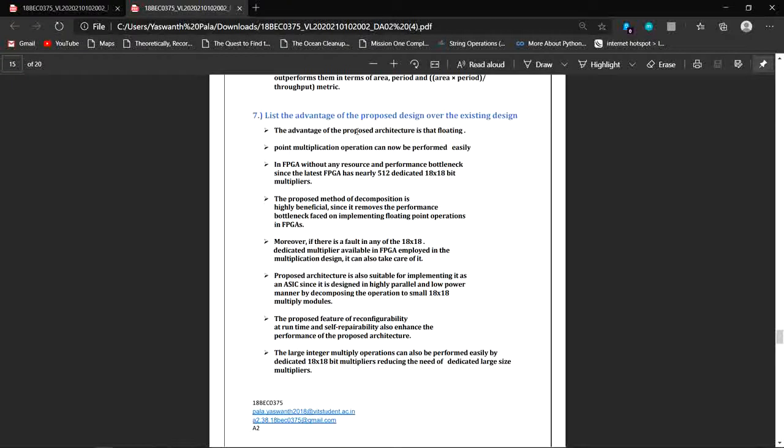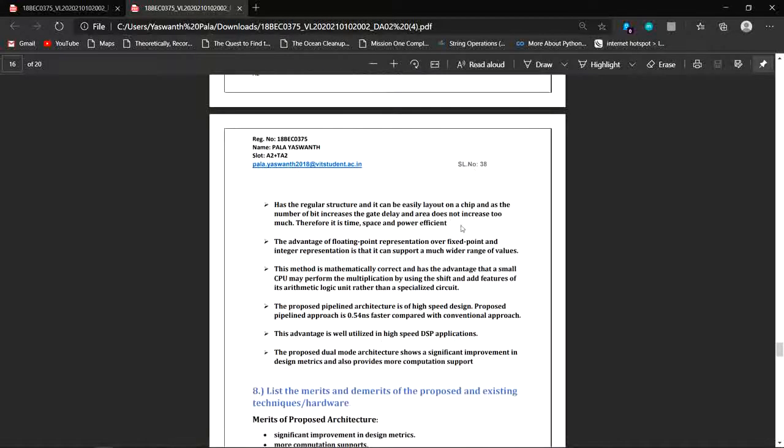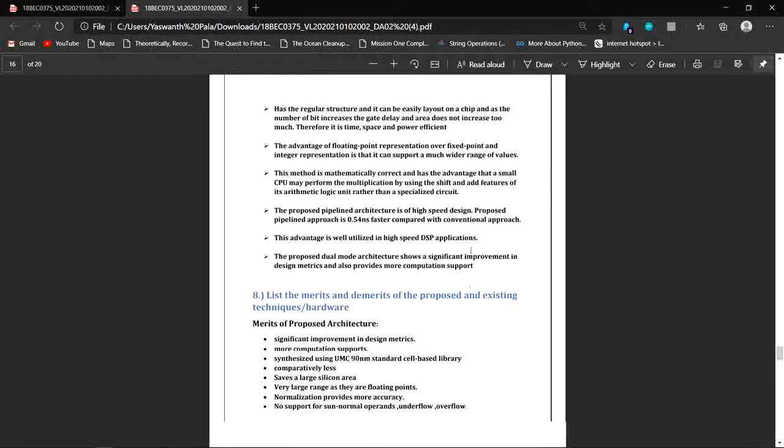So it is a floating point, so it gives more precision. And other multipliers and the proposed features of regenerability at runtime and self-repairability also enhance the performance of the proposed architecture. And other features are also an added advantage compared to the existing design. So these are the advantages. I clearly mentioned the other advantages as well.